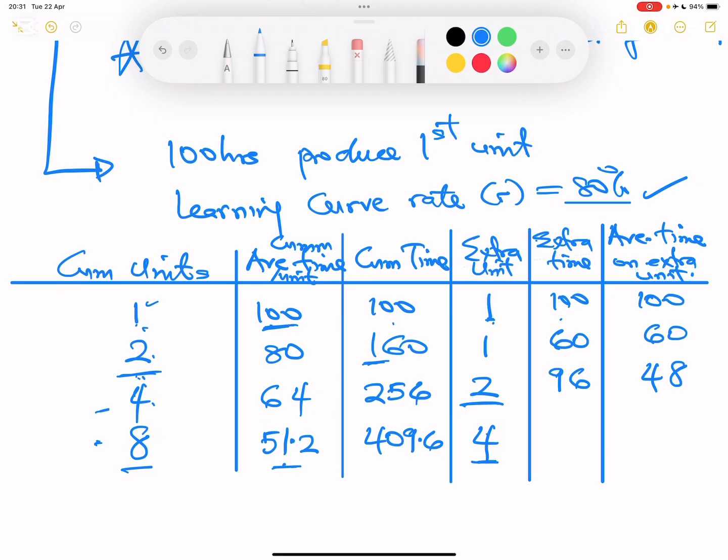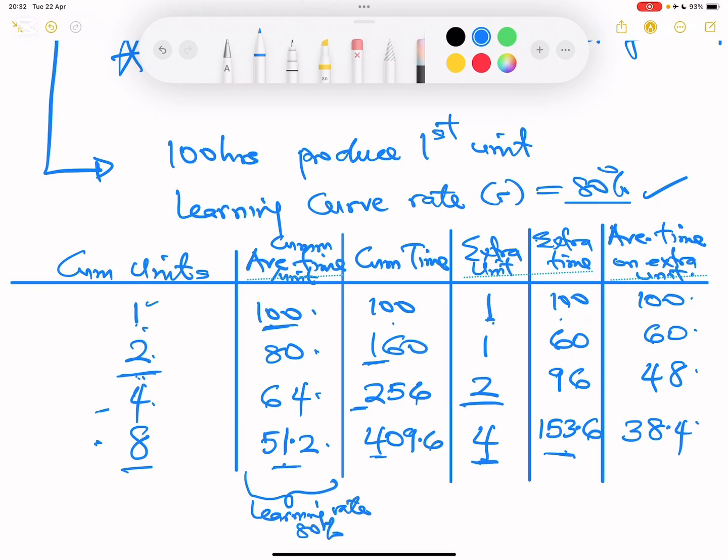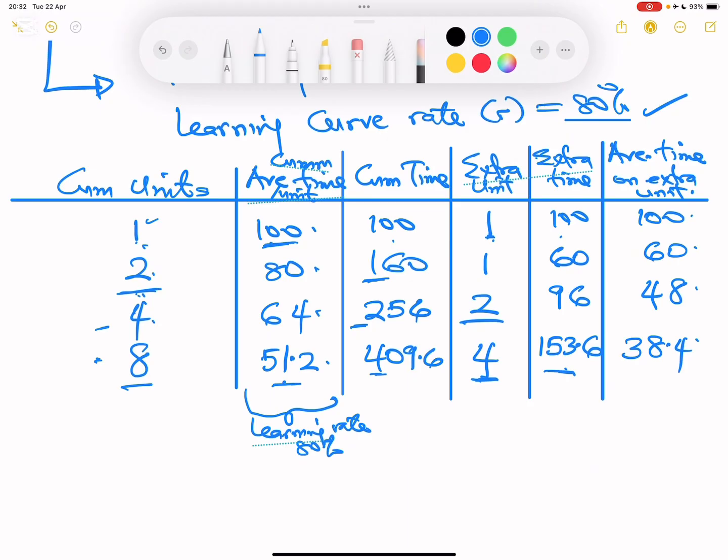How many hours did it take us to produce the 4 extra units? That's 409.6 minus 256, which gives us 153.6. And per unit of the extra 4 we produce, that's 153.6 divided by 4, which is 38.4. You can see the average time keeps reducing. This is the column where the learning rate of 80% is usually applied. This is where we keep applying it. So that is the logic behind it.